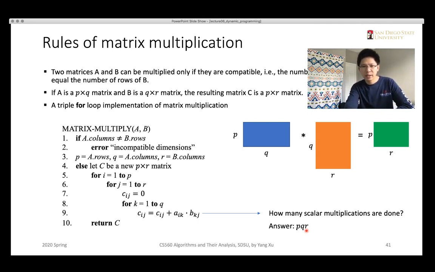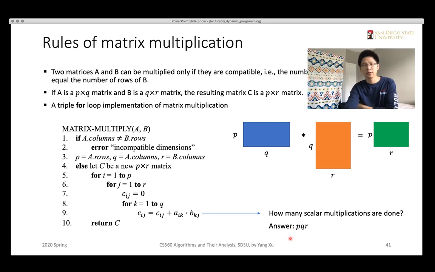So by scalar multiplication, I mean the multiplication between two numbers, like a_ik times b_kj. There are that many multiplications needed in order to compute the whole matrix C. That's the result of this nature of the triple for loops. So that is very useful information: this P times Q times R.